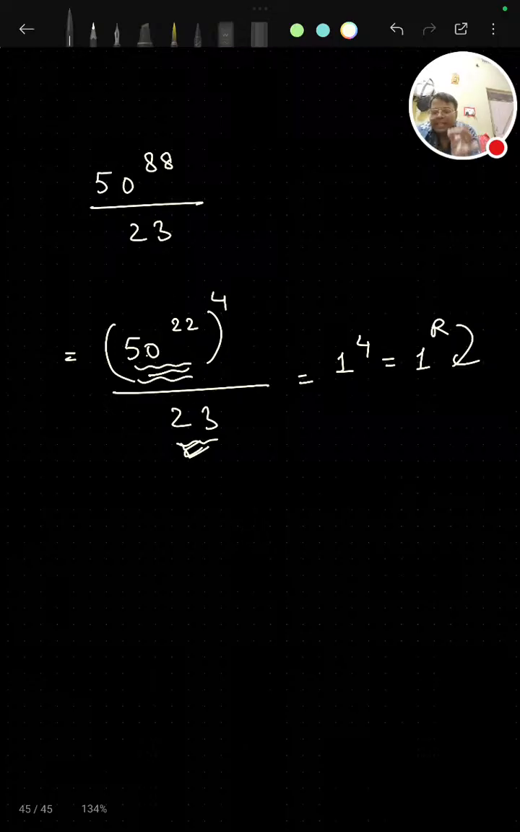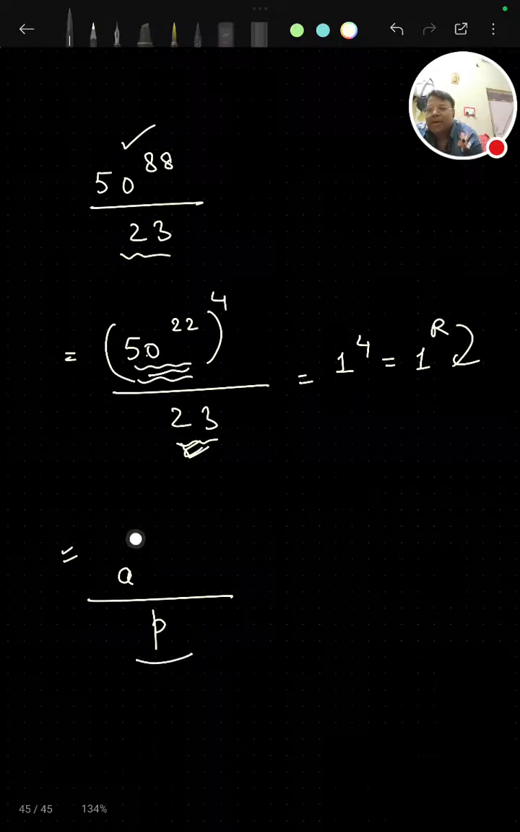So you must take power. It is 23, then the power must be 23 minus 1 according to Fermat's theorem. Fermat's theorem is what? Again I can explain. If a is a co-prime number and p is a prime number, then the power must be p minus 1. Then according to Fermat's theorem, the remainder will be 1.